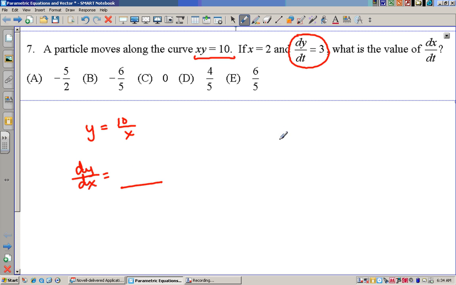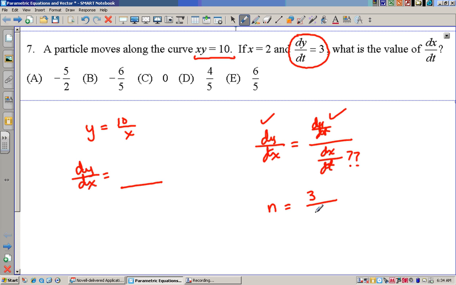And then all we have here is that dy/dx, you're going to get dy/dt, you have. The question is, what is dx/dt? When you figure out dy/dx, plug in x equals 2, and that'll give you a value for dy/dx. You'll put that here, so you have some value. That's going to equal 3 divided by dx/dt. And once you have that value, solve for dx/dt, and you should get one of these numbers. So that is your help for problem number 7.